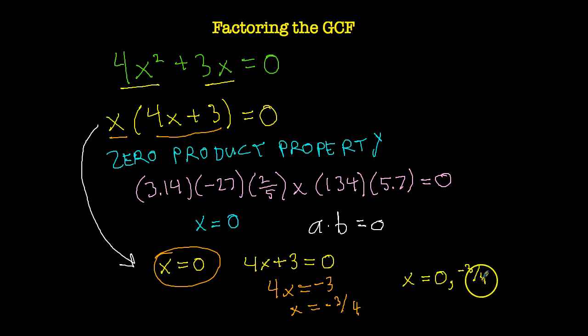This is a solution set for x. These are all the possible values that x could be for this equation that we started with. And it's all by virtue of factoring the GCF and zero product property. So let's take a look at one more and then we'll be done with factoring the GCF.